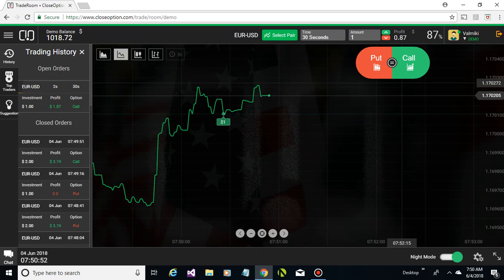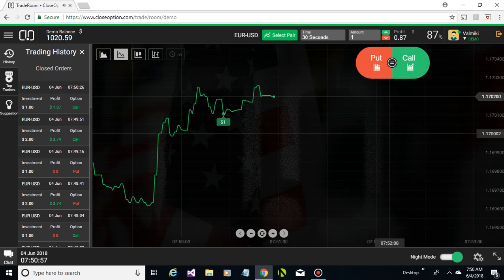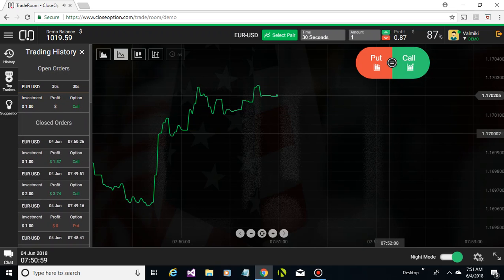Okay, it looks like it's going to be a win. As soon as you see it closing, you're going to see a circle, and within that circle, it's going to tell you whether you won or lost. At that point, you can go ahead and place the trade.